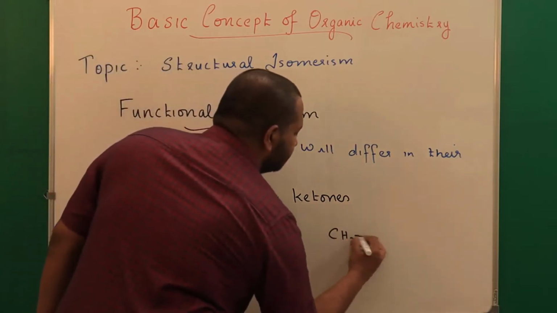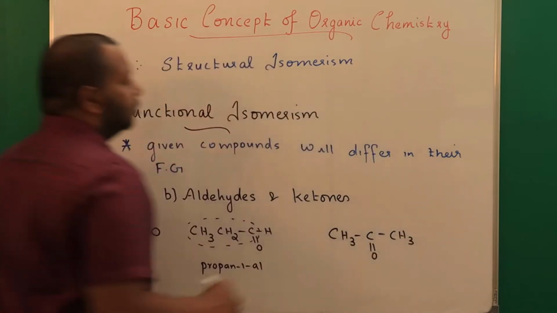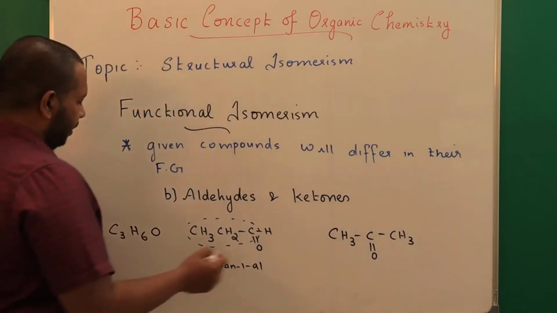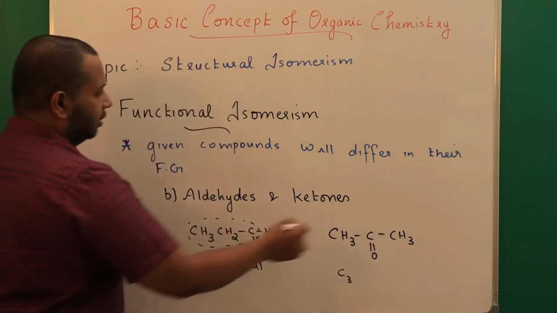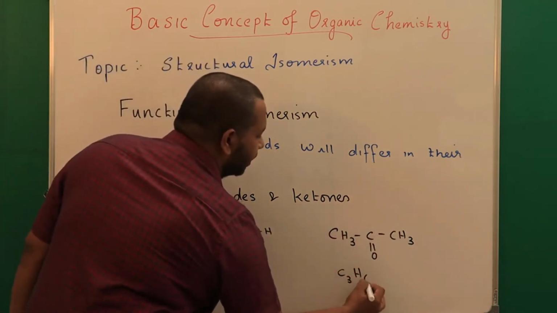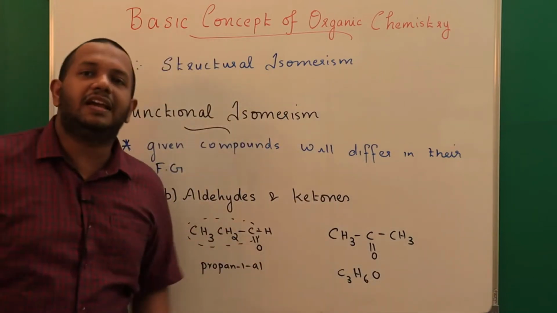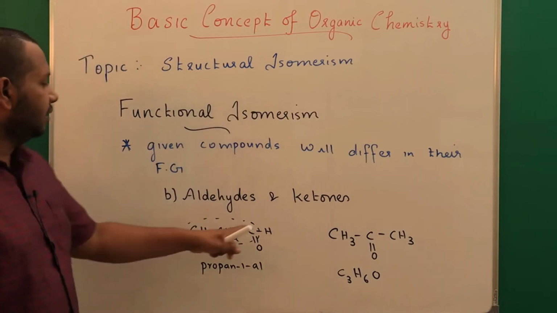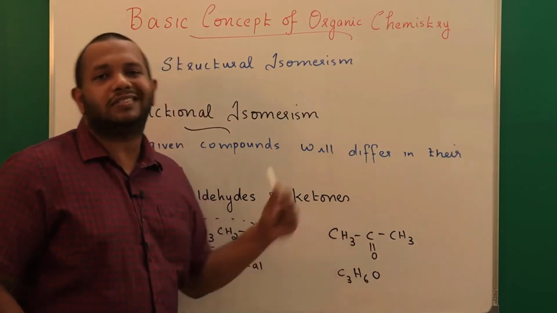The same can be written as CH3 C double bond O CH3. Now please count the number of carbon atoms. Here also 3 carbon atoms are there. So C3, and the number of hydrogen atoms is 6, and 1 oxygen. So C3H6O. Both have the same molecular formula, but in one the functional group is CHO and the other has the functional group C double bond O, that is a ketone.